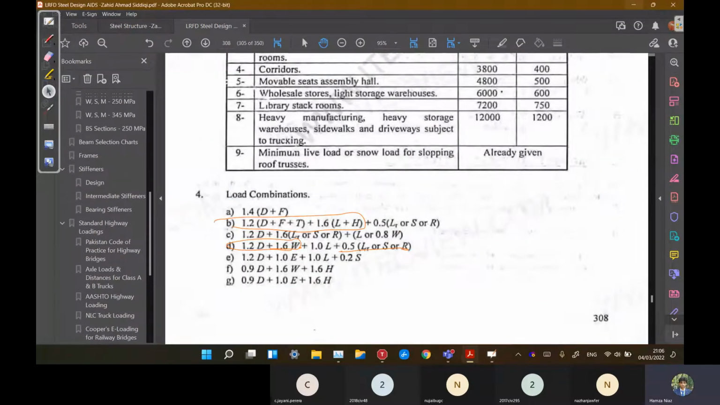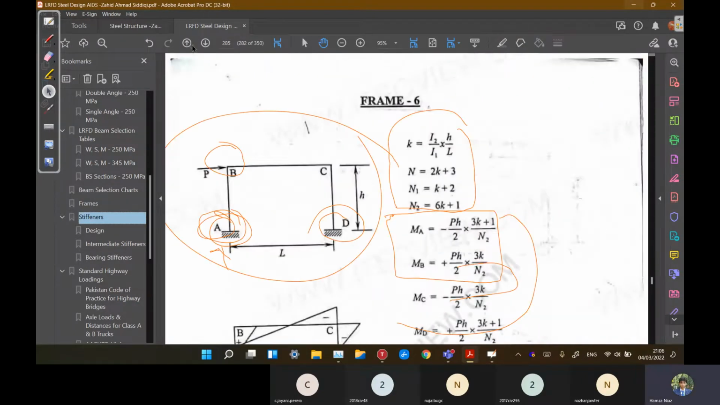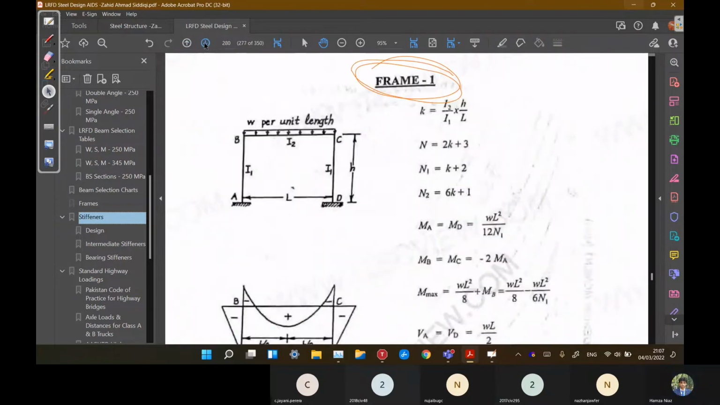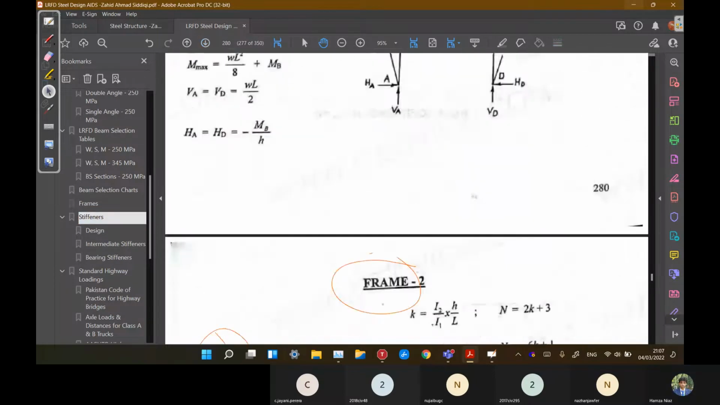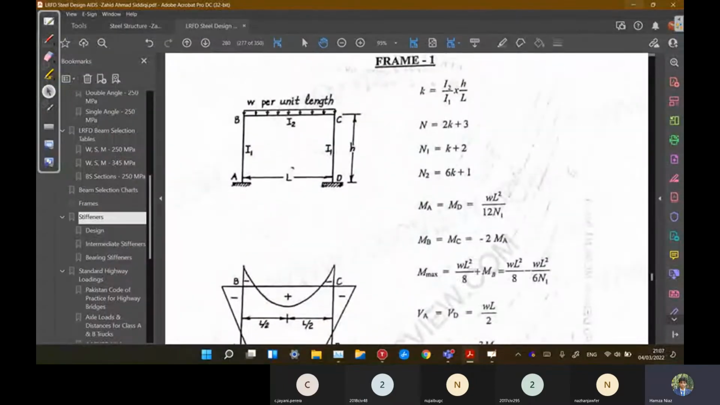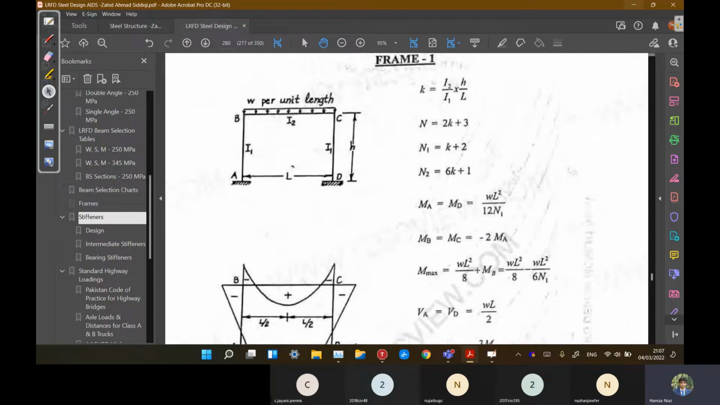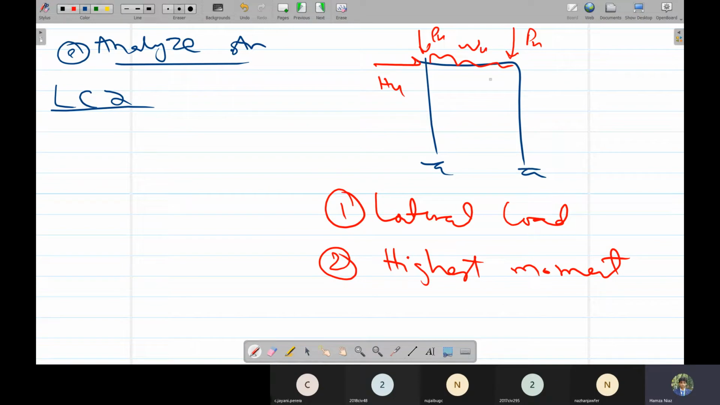So to analyze this frame, we have to go to here. This is page number 280 of LFD. There are a few frames given. We have to select one on the basis of our load. This load is UDL. This frame contains UDL, point load, as well as the lateral load and notional load also. Notional load is also a lateral load. It is applied as a point lateral load.